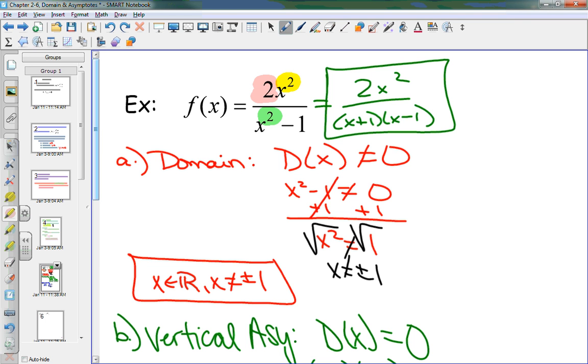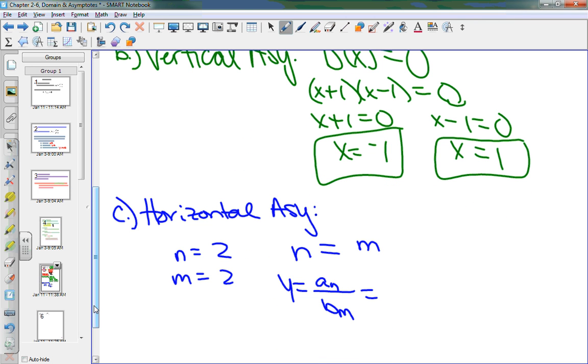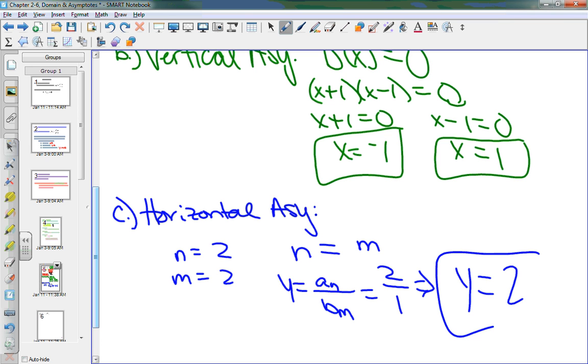A sub n is going to be the leading coefficient of the numerator. What's b sub n? B sub m, sorry, is going to be the leading coefficient of the denominator. So what is that? 2 over 1. There is a 1 there, which means now this is going to be a 2, this is going to be a 1. So I have the equation y equals 2.